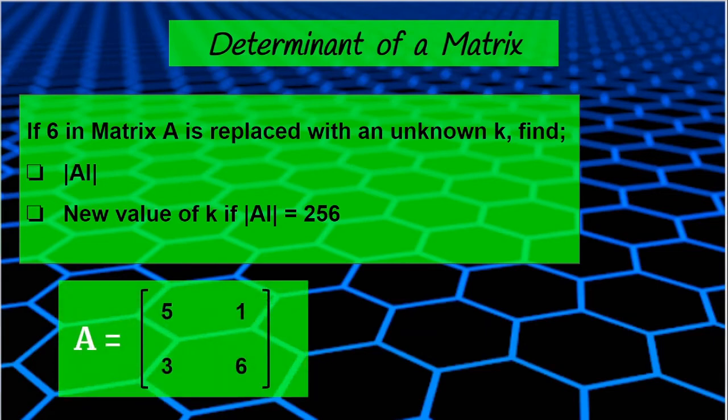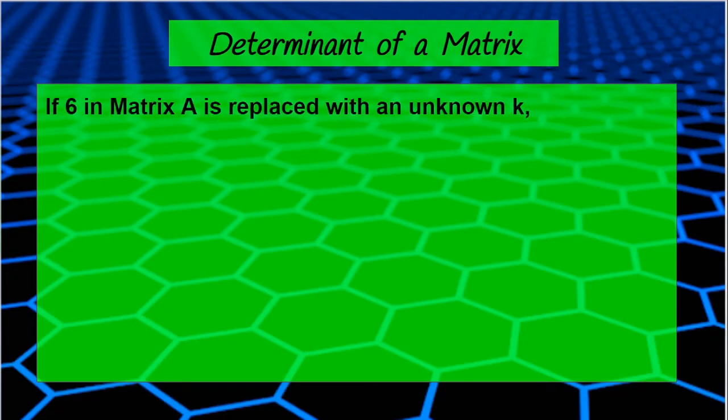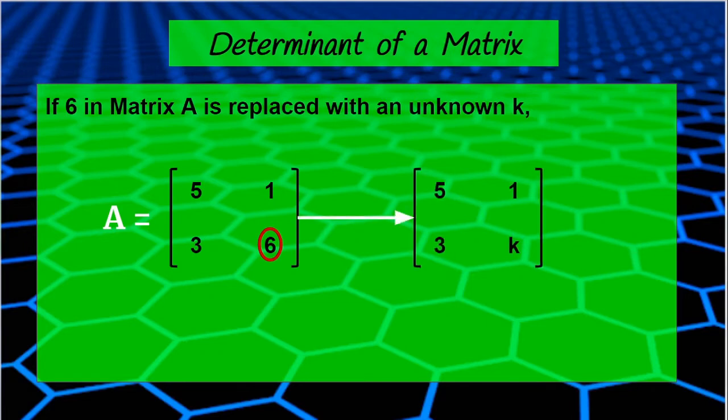To solve this, let's break down our question into small parts, beginning with the first line, which states, if 6 in matrix A is replaced with an unknown K. So we have our matrix A as this, and 6 is indeed one of the values in the matrix as shown here. So we replace 6 with K. As we can see, K is occupying the same position in which 6 occupied initially.